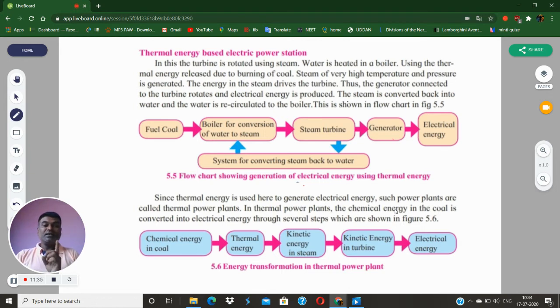कोल में कौन सी एनर्जी होती है? केमिकल एनर्जी. Again, after the burning of that coal we will get the thermal energy. Again thermal energy is converted into kinetic energy in steam. क्योंकि स्टेम क्या करता है? फ्लो बनाता है, ड्राइव करता है. That's a kinetic energy. And kinetic energy of turbines, it creates the kinetic energy of turbines, which means the mechanical energy, है ना.